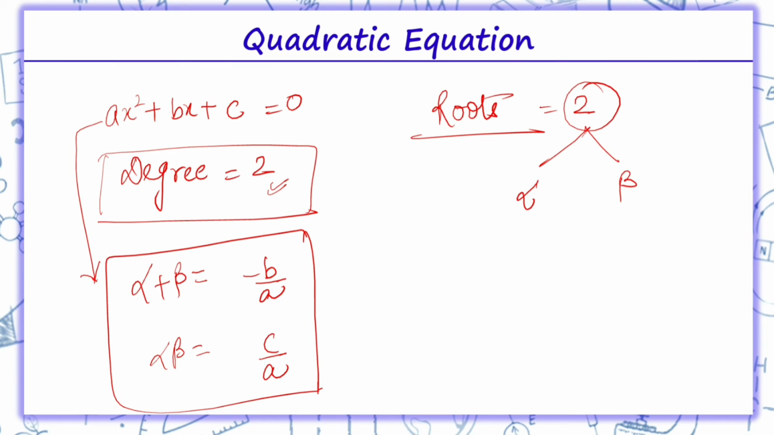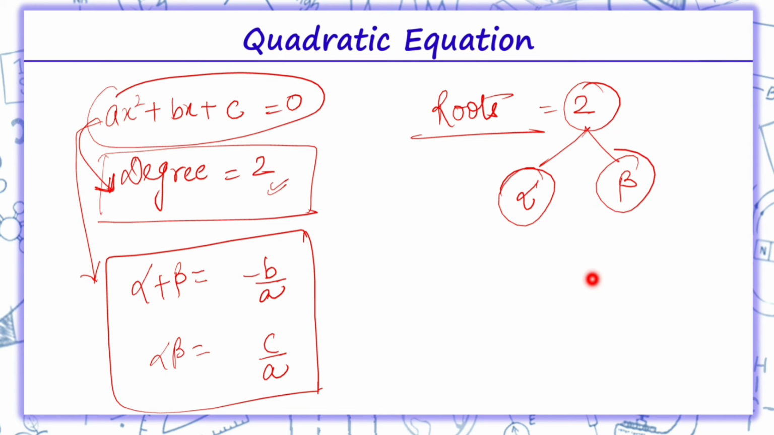This is the product of roots. Since the general form of a quadratic equation is ax² + bx + c, its degree is always 2. When the degree is 3, the equation becomes a cubic polynomial. But for degree 2, a quadratic equation, the roots are 2. Let us suppose the 2 roots are alpha and beta.